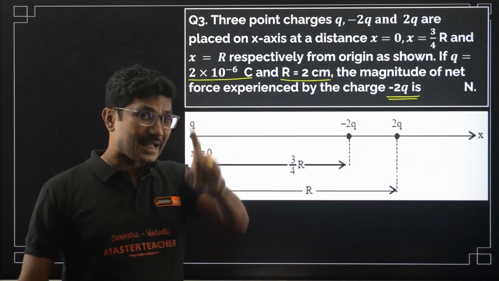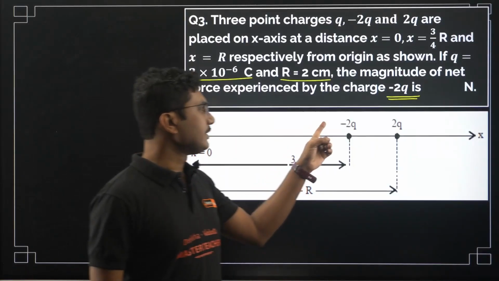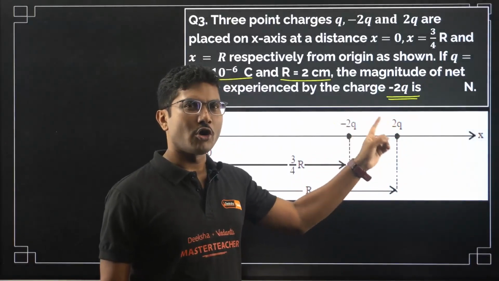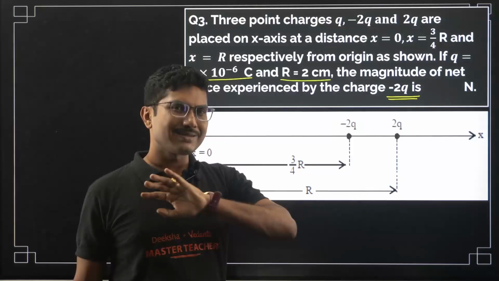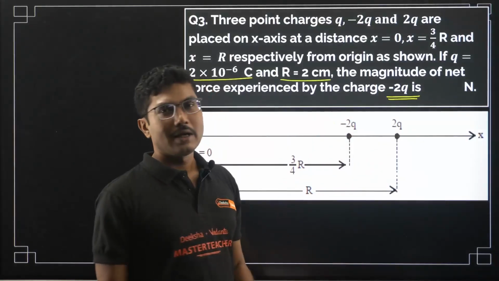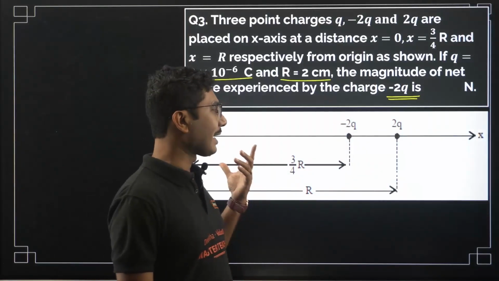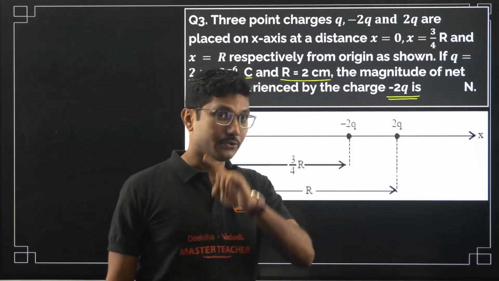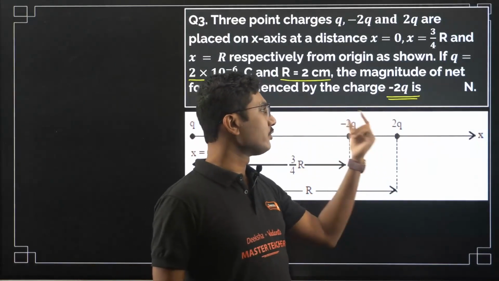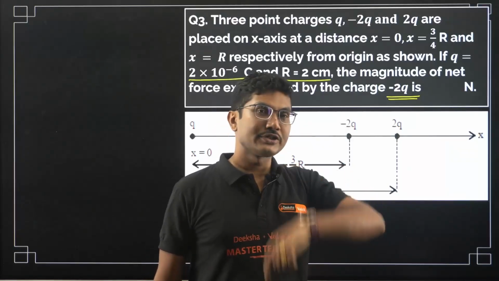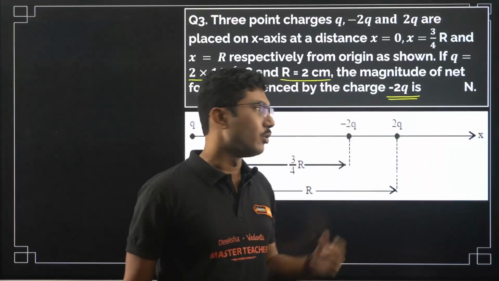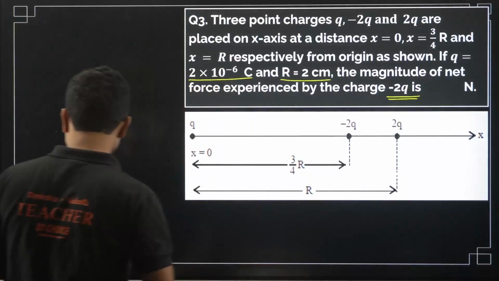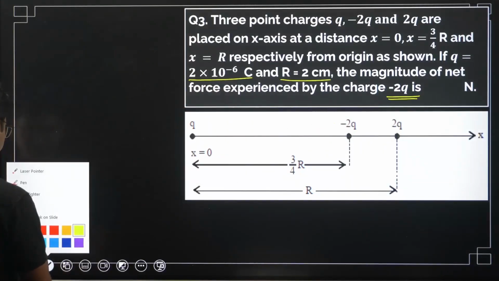If the same question comes in KCET, instead of minus 2q, if they ask you to find the net force on plus 2q, which is much easier to calculate because a lot of values will cancel. That will be a homework task for you: find the net force on 2q and mention the answer in the comment below. But let us understand this problem first.